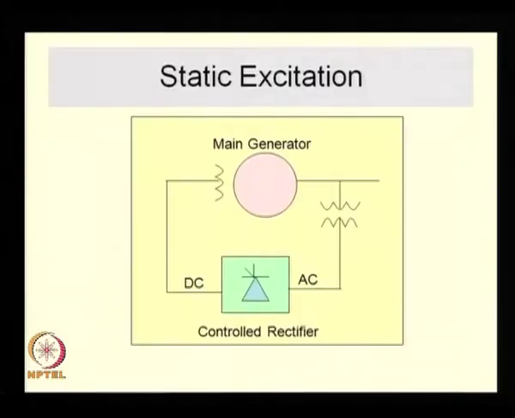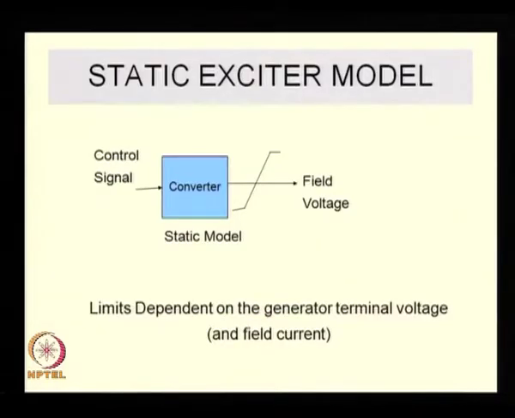In the previous class we studied two kinds of excitation systems. The static excitation system, whose basic model is a static one with limits, which are determined by the generator terminal voltage. The control signal here is effectively obtained from the excitation system controllers.